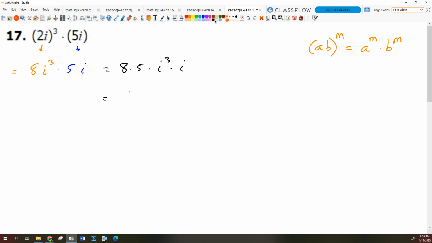Well, 8 times 5 is 40. i cubed times i is i to the 4th. And what's i to the 4th? 1, right? It's i squared squared. Negative 1 squared, which is 1, right? So this is just equal to 40. Okay, right? Okay, what about, I got another one for you.